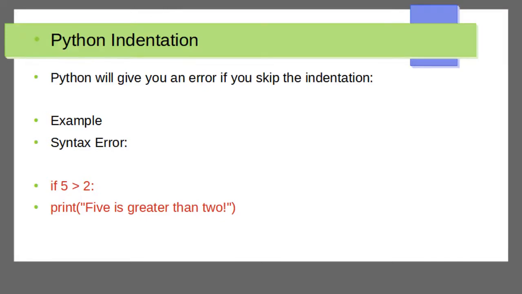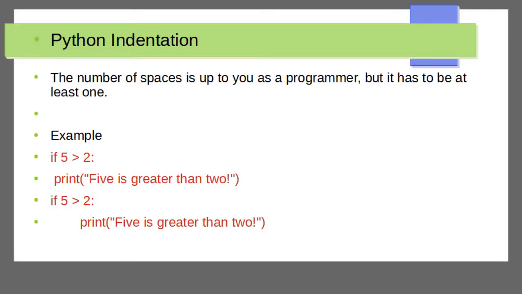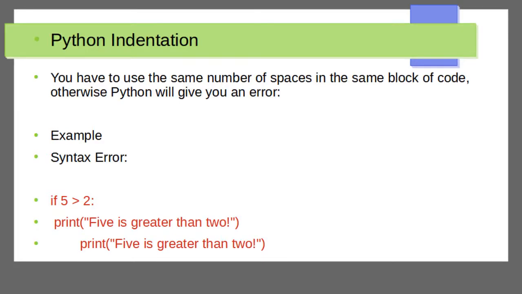And one more thing is that the number of spaces is up to you as a programmer, but it has to be at least one. Like in this example we first give one space, but second we give 2 or 3 spaces. And you have to use the same number of spaces in the same block of code, otherwise Python will give you an error. Like as you see in this example.